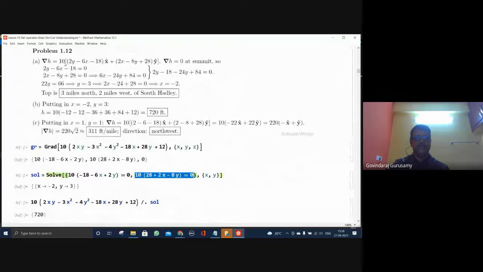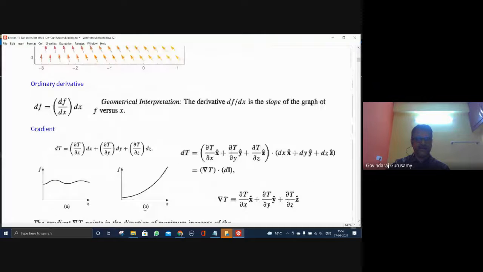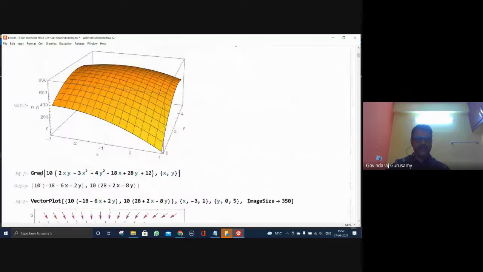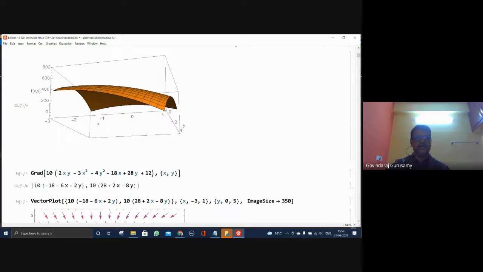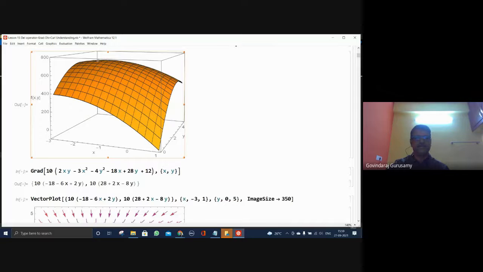This is the function. I analyzed it and looked for the solution to that. x equal to -2, y equal to 3, where you find 720 meter or feet as the magnitude at that point. That can also be checked. So somewhere about -2 plus 3, this is x equal to -2, this is 3. At that point, its magnitude is something like 720. That can be felt by looking at this maximum somewhere.